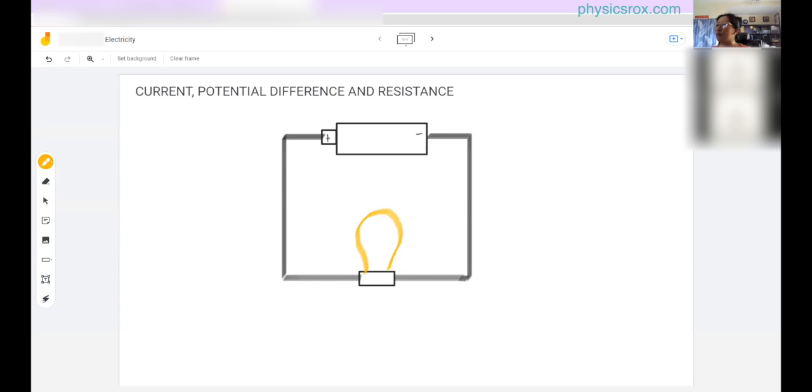Okay, my drawing not so bad. Okay, so let's say here's the light bulb. So this is connected to the light bulb. Okay, so what are all these things?